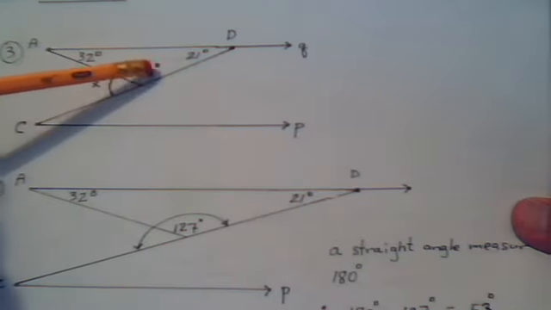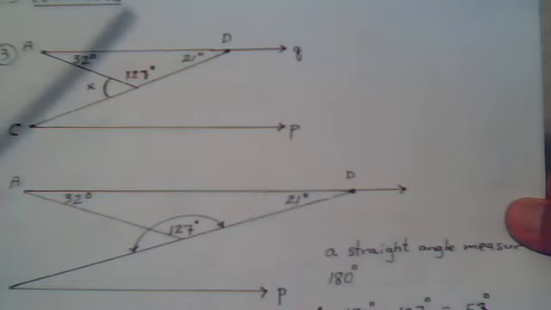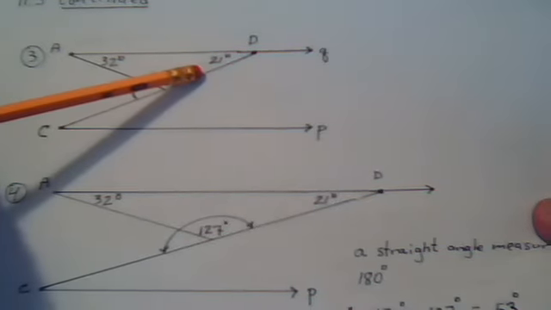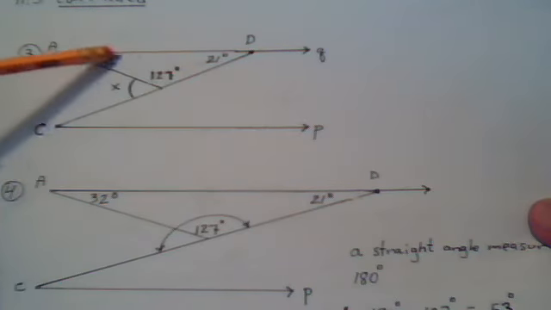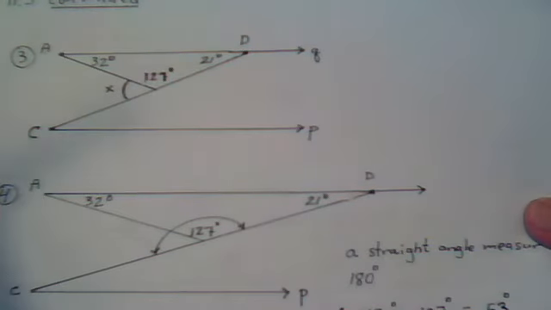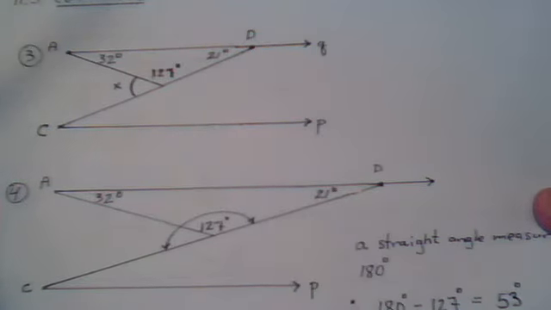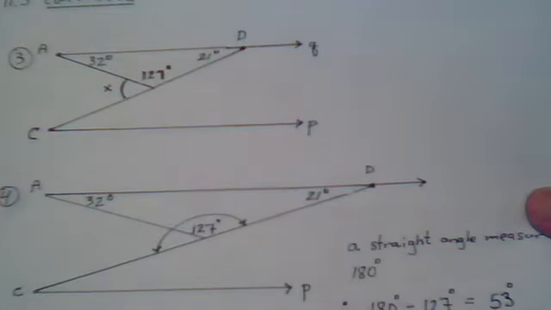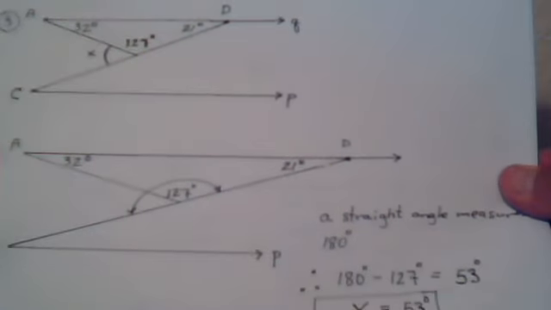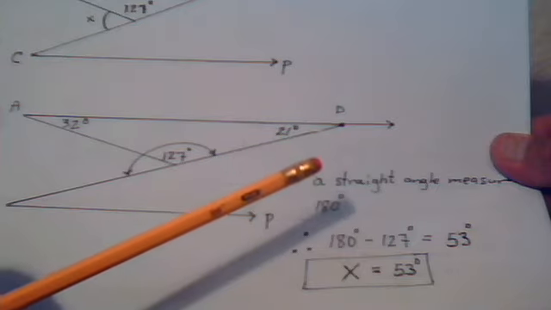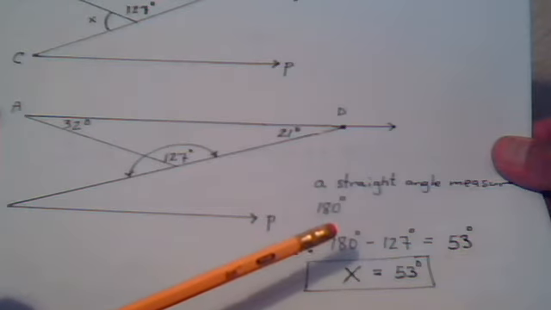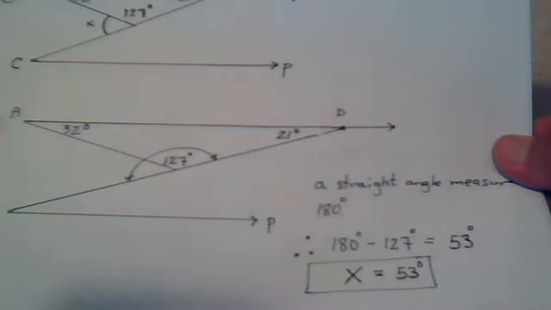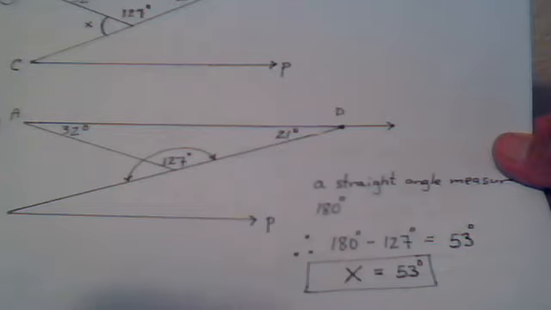So now we have the 127 degrees here. And notice I've moved information close to the x. Now I need to notice that this is a straight angle. Straight angles always are equal to 180 degrees. So 127 plus whatever x is should equal 180 degrees. Therefore, to find the x, all you have to do is work out 180 degrees minus 127 degrees, and that gives you what the x is. 53 degrees.